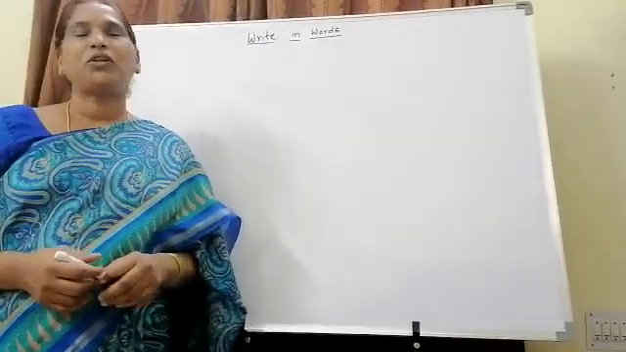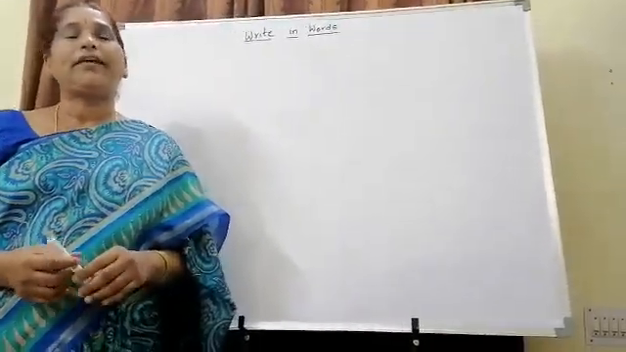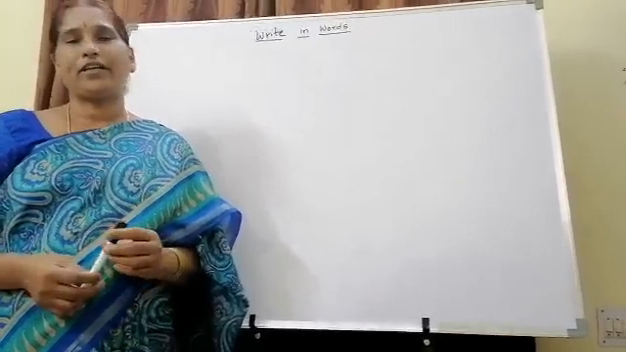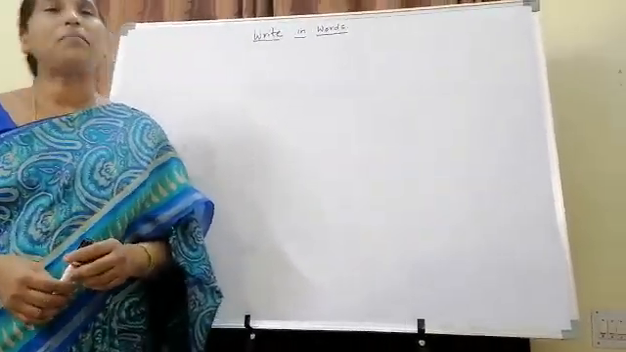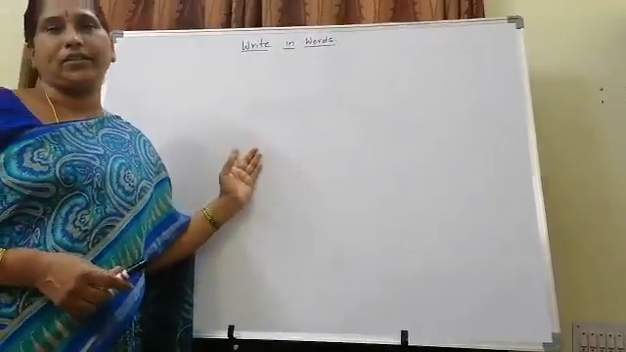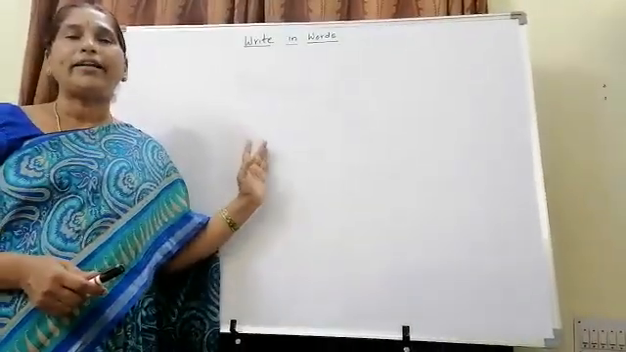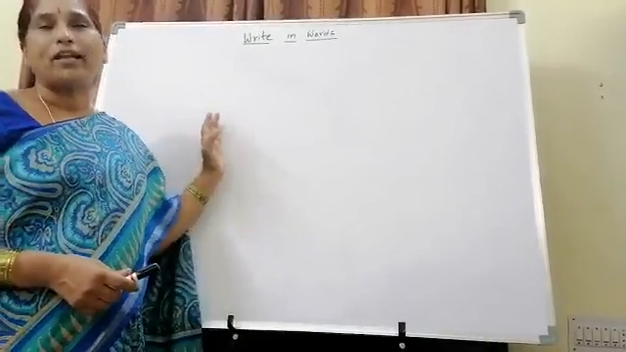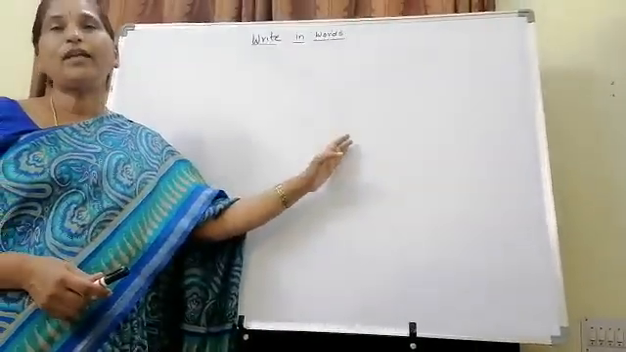Good morning, children. Today, our topic is writing words and writing figures. We have already completed numbers up to 2000. So today we are going to learn writing words. Writing words means what? They will give the number, and you have to write the spelling of that number.